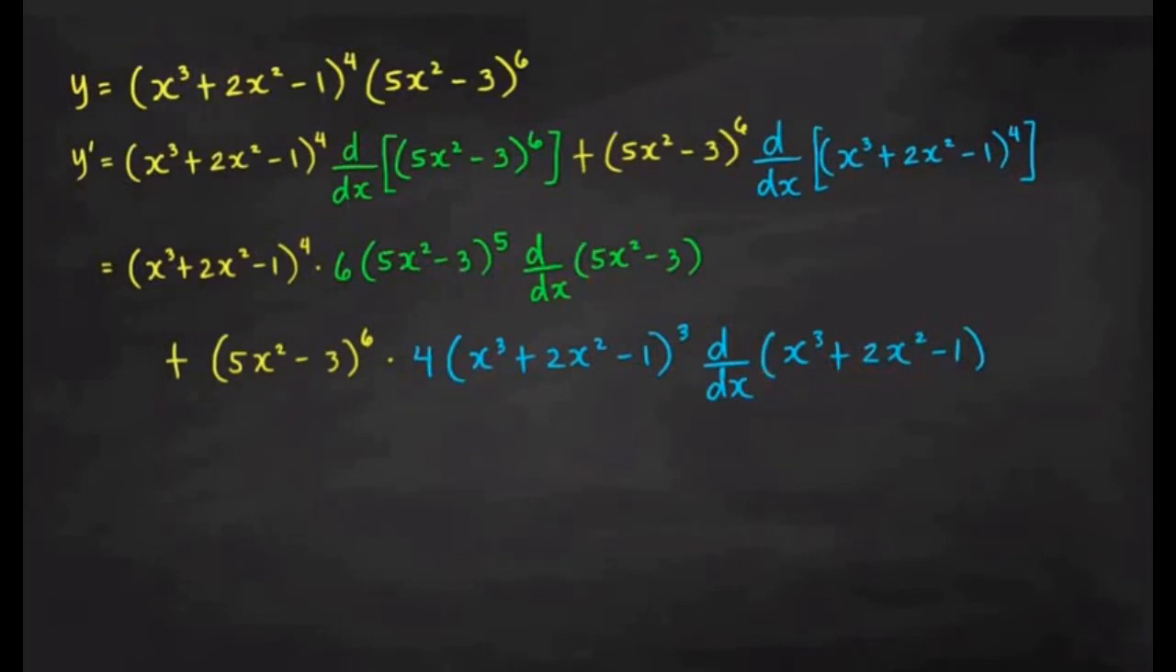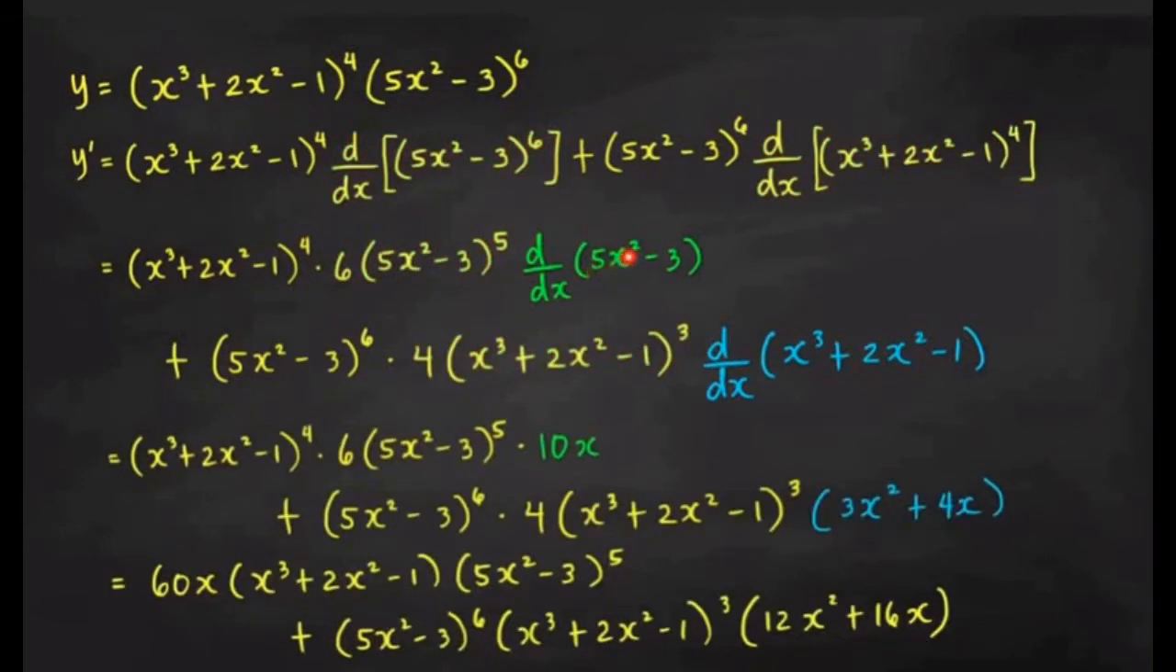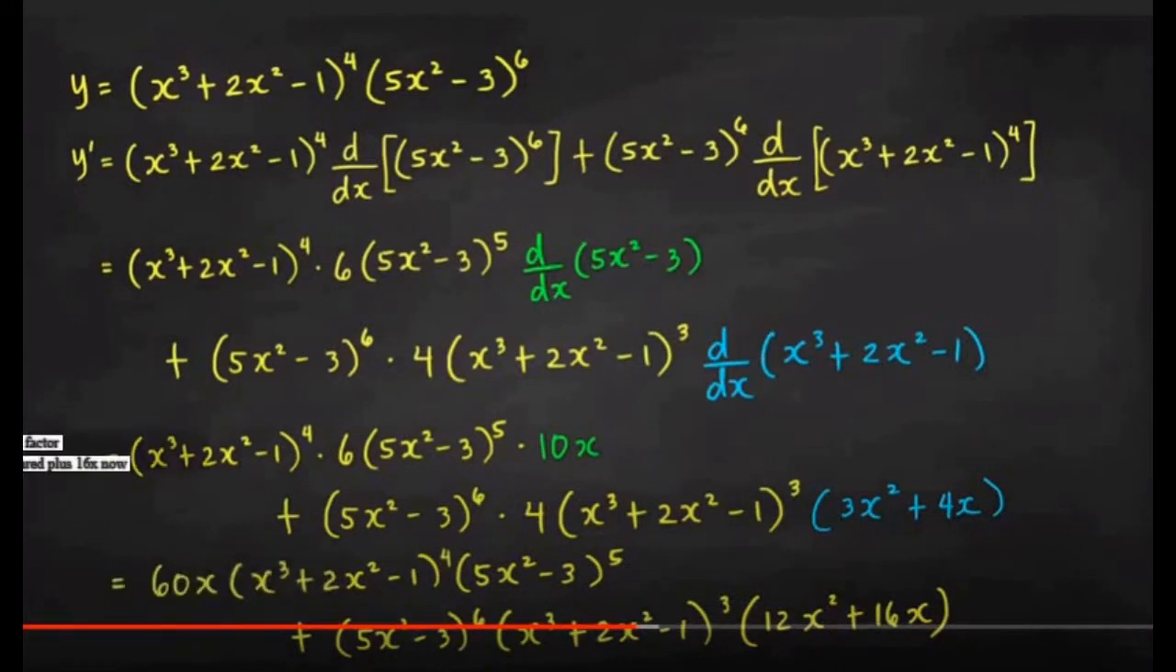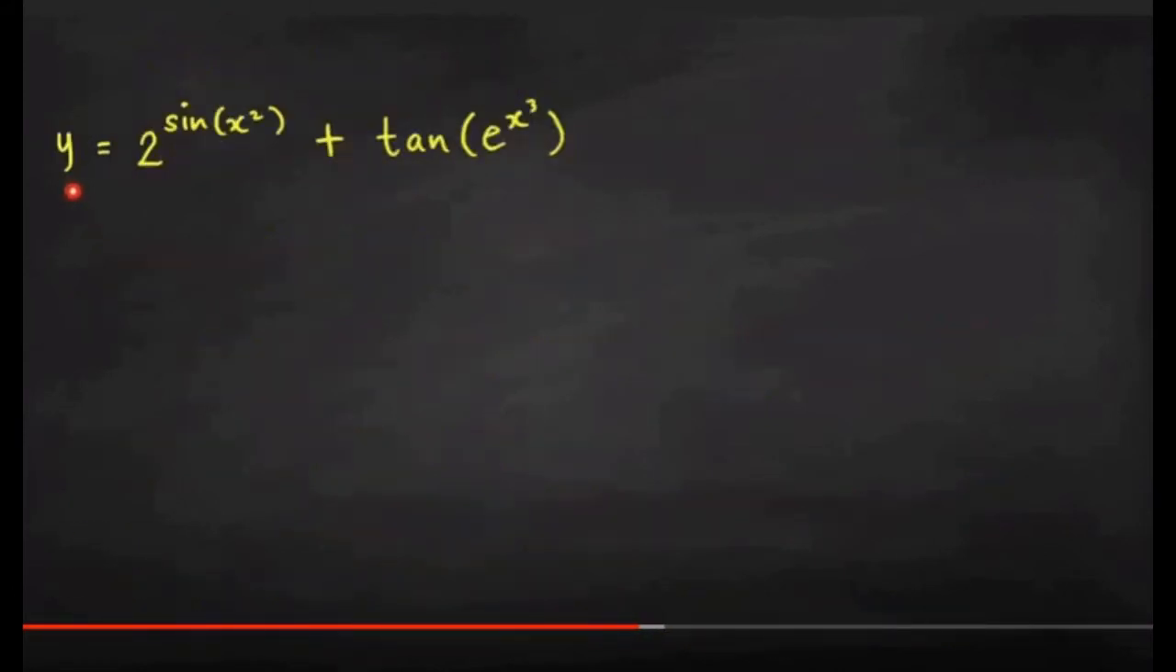Now these are just polynomials. It is very easy to compute the derivatives. So the derivative of 5x squared is 10x and the derivative of 3 is 0, so that will be 10x, and the derivative of x cubed is 3x squared, plus the derivative of 2x squared is 4x, and then minus the derivative of 1, which is equal to 0, and we may write our answer this way. So we just multiply this 6 and 10x, we will get here 60x, and this 4 here we can multiply to the factor, we will get 12x squared plus 16.